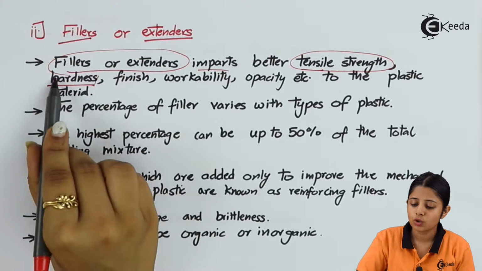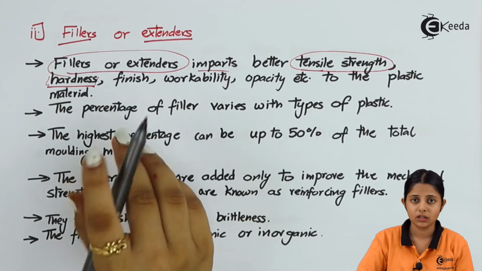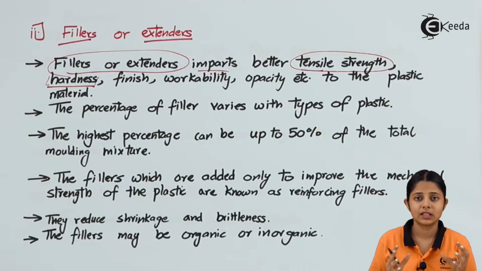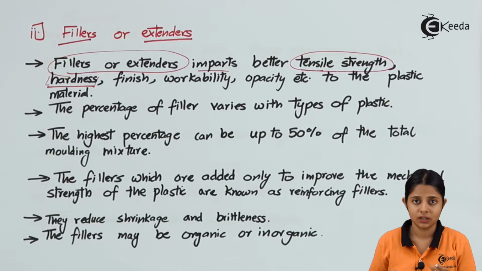Fillers or extenders also contribute to the hardness of the plastic. So there are two kinds of plastic. Let's take an example of a polythene bag. Now polythene bags are soft plastics. PVC pipes are hard plastics. So if I want to convert this polythene bag soft plastic into PVC pipe hard plastic, I'll have to add in certain materials. And these materials are nothing but fillers or extenders which will give hardness to the plastic.